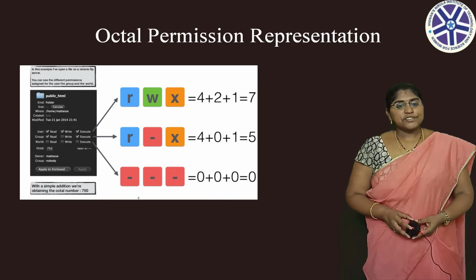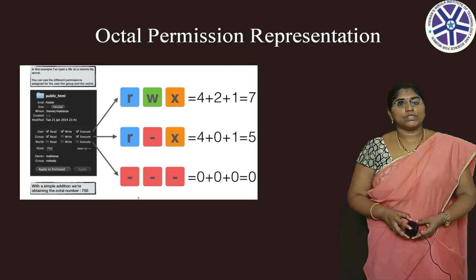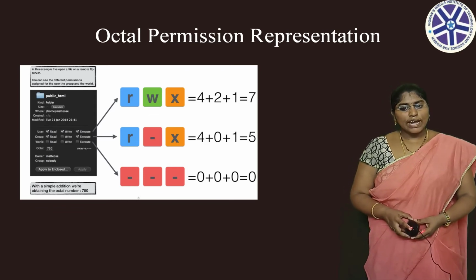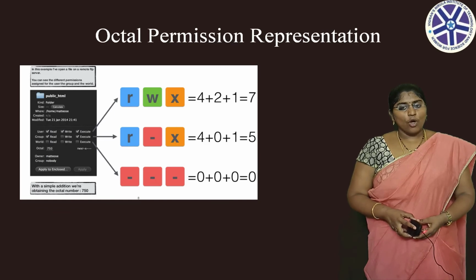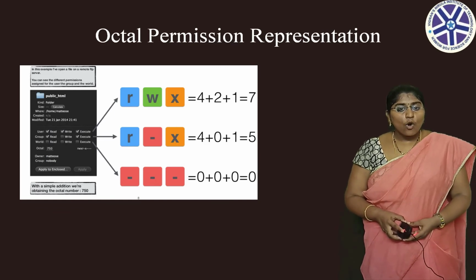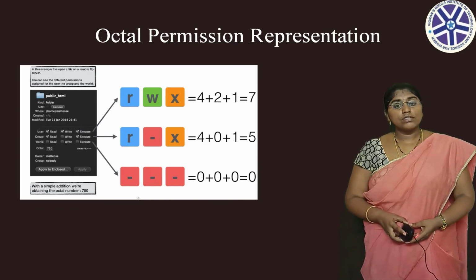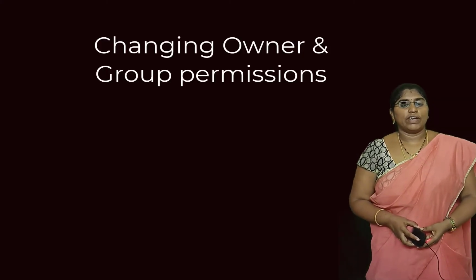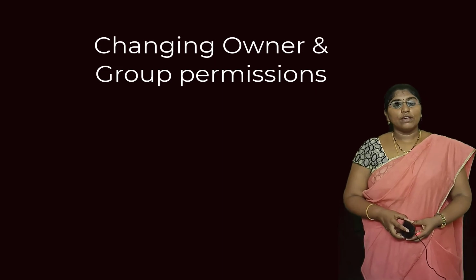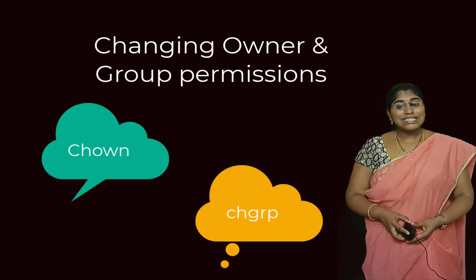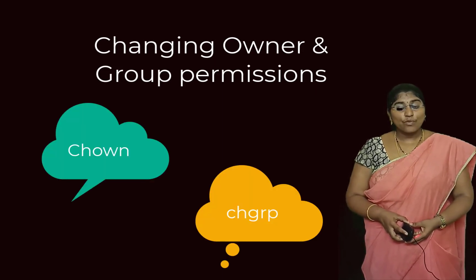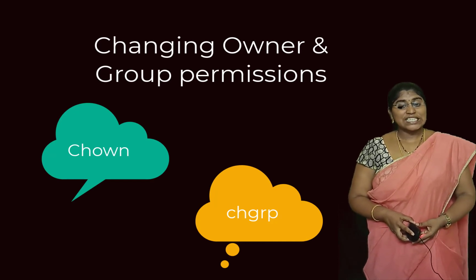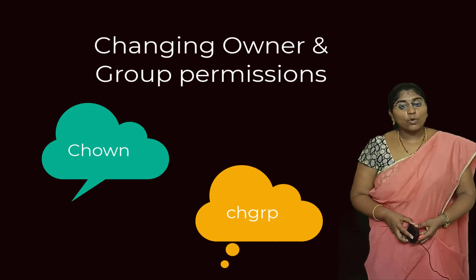Okay, so the next topic is changing owners and groups. While creating an account on UNIX, it assigns an owner ID and group ID to each user. All the permissions mentioned above are also assigned based on the owners and the groups. Two commands are available to change the owner and group of files. The first one is chown. The chown command stands for change owner and it is used to change the owner of a file. Next one is chgrp. The chgrp command stands for change group. It is used to change the group of a file.